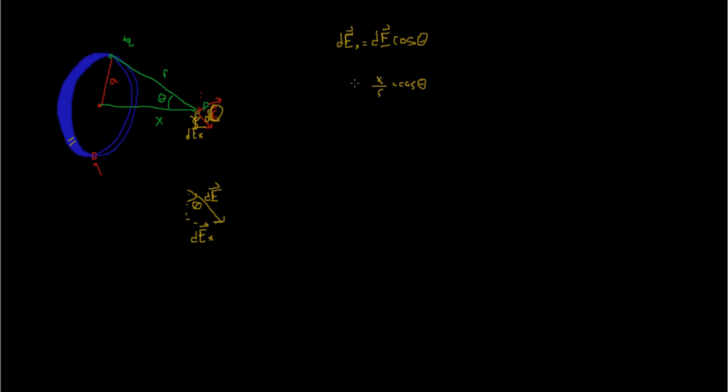And we can break this up even more because r is just going to be the square root of x squared plus a squared. So now cosine of theta will equal x over the square root of x squared plus a squared. So this is our cosine of theta. So now if we plug that back into our equation for dE in the x direction, we see that dE in the x direction is equal to dE vector times x over the square root of x squared plus a squared.